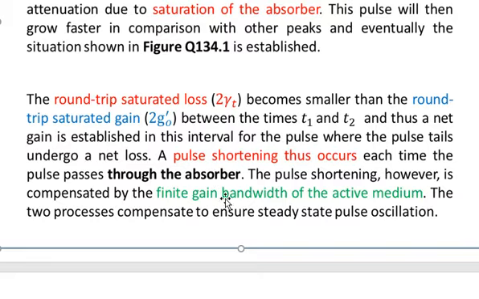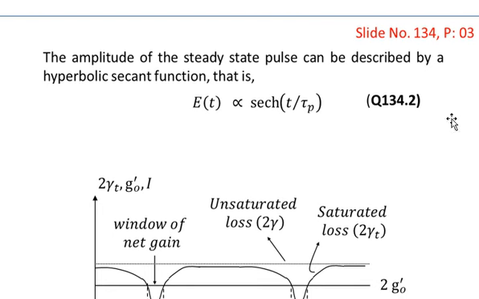The pulse shortening, however, is compensated by the finite gain bandwidth of the active medium. The active medium will try to broaden these pulses slightly. The two processes compensate to ensure steady state pulse operation or pulse oscillations, because the steady state condition has been established now and the pulses are now oscillating back and forth within the laser cavity.